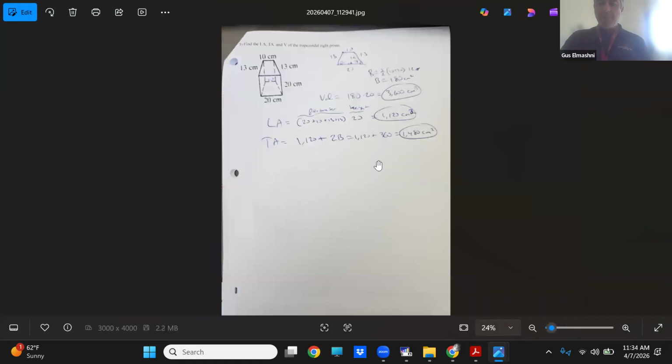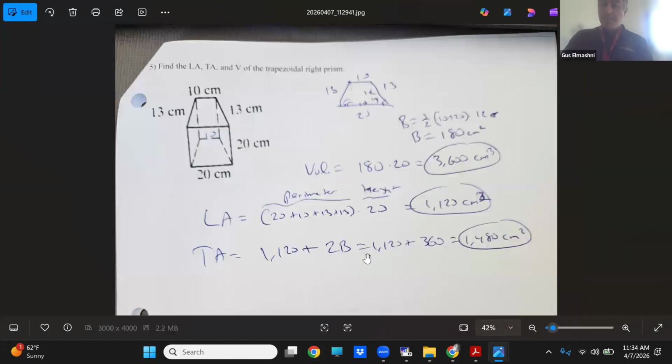Just in the interest of time, just to show you really fast, we'll talk about this again tomorrow or Thursday. You have a trapezoid as a base. You've got to find the area of the trapezoid. You get the perimeter, multiply by the height of this prism, and then the lateral area plus twice the base gets you that. We'll review this again.